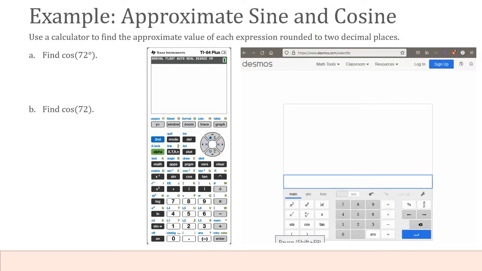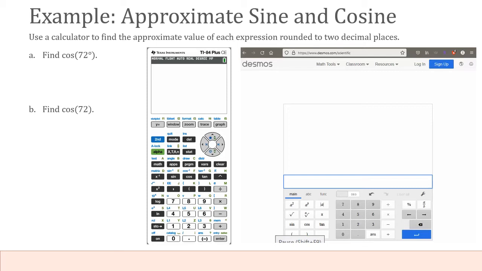So let's look at this example. Use a calculator to find the approximate value of each expression rounded to 2 decimal places. Now, I want to show you using the handheld Texas Instruments TI-84, and I also want to show you using Desmos. So A says to find the cosine of 72 degrees. B says to find the cosine of 72. Now, because there's no degree unit on part B, then that 72 represents radians.